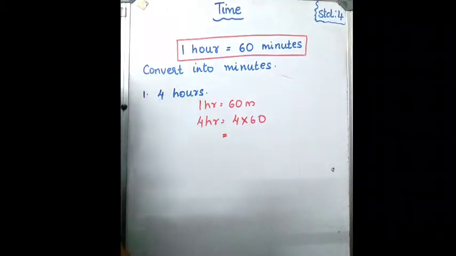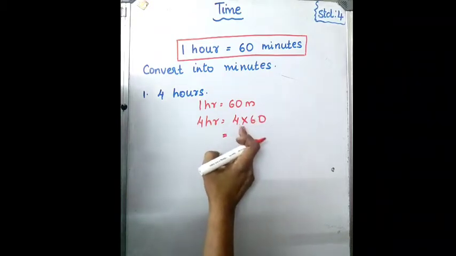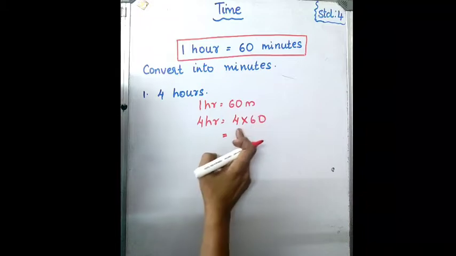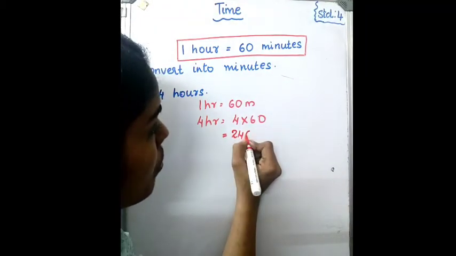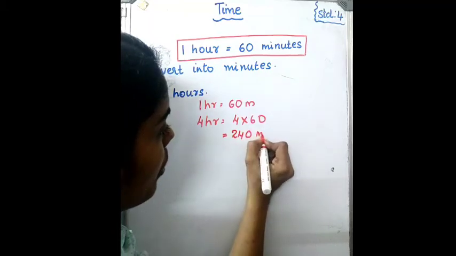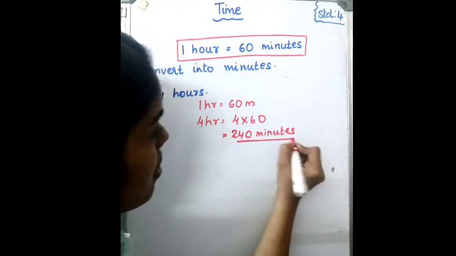Which is the easy method. You no need to multiply this with 60. You just find out 6 into 4. 6 4s are 24. Then put this 0. 240 minutes. This is the answer.